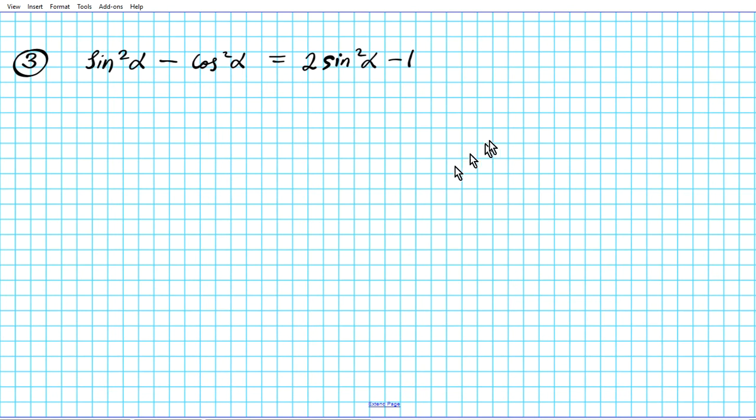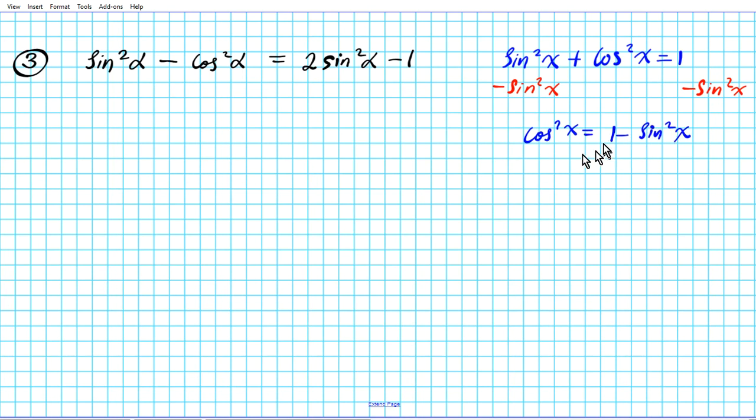Now think about the Pythagorean identity that involves sine and cosine. We talked about that earlier. It's sine square x plus cosine square x equals 1. Now what happens when I isolate cosine square x? So I can substitute that for cosine square alpha. I can achieve that by subtracting sine square x from both sides. And that gives us cosine square x equals 1 minus sine square x. So this is another variation of the first Pythagorean identity.